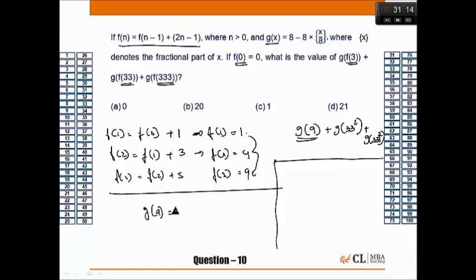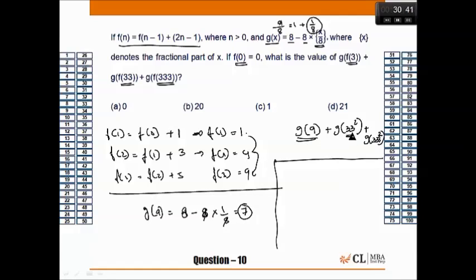g of 9 would be equal to 9 minus 9 times, what is this? This is the fractional part. 9 by 8 will be 1 plus 1 by 8, so the fractional part will be 1 by 8. So 8 minus 8 times 1 by 8. Oh dear God, this is fatigue happening, no? Fatigue towards the end, yeah. 8 minus 8 times 1 by 8 is 7.